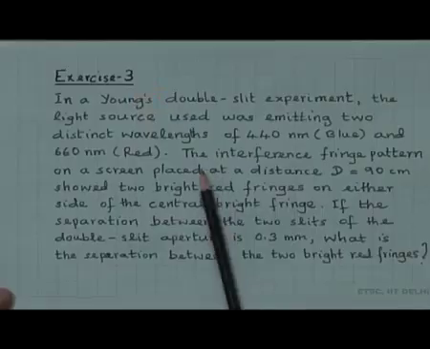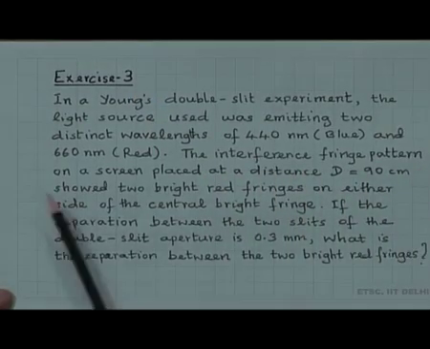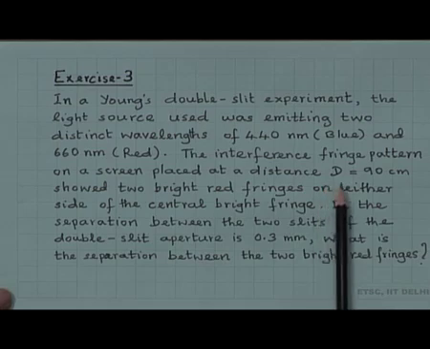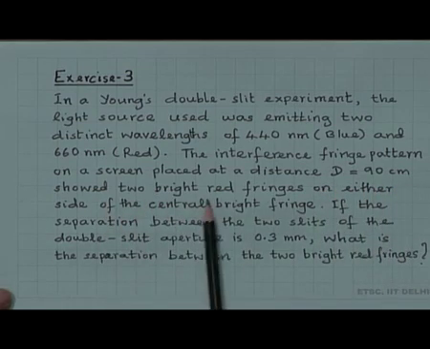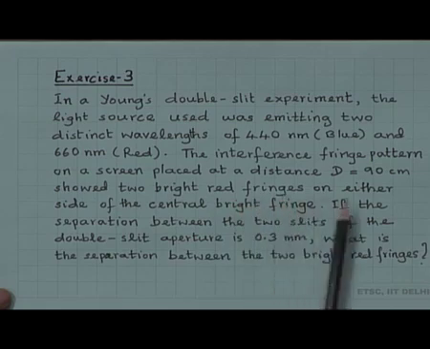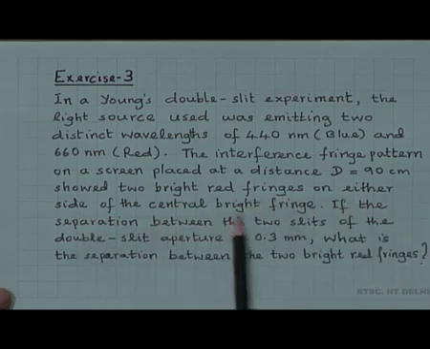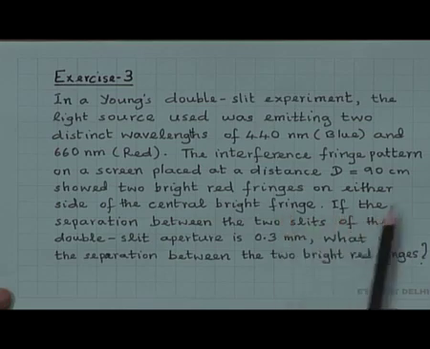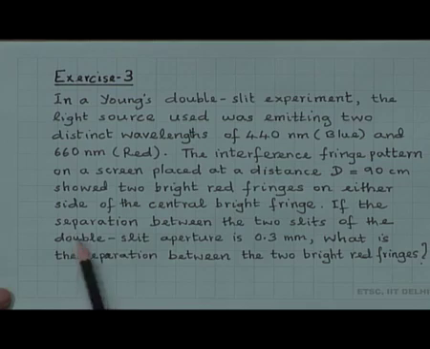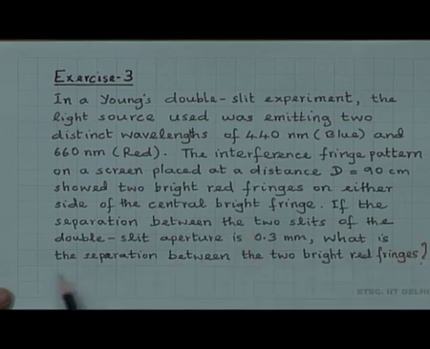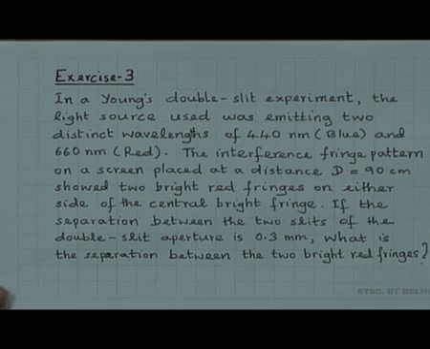There are only two wavelengths in the source. The 440 we call blue and the 660 we call red. Now, the interference fringe pattern on a screen placed at a distance d equal to 90 centimeter showed two bright red fringes on either side of the central bright fringe. If the separation between the two slits of the double slit aperture is 0.3 mm, what is the separation between the two bright red fringes?